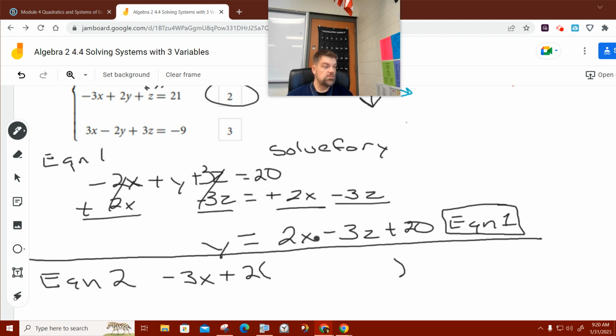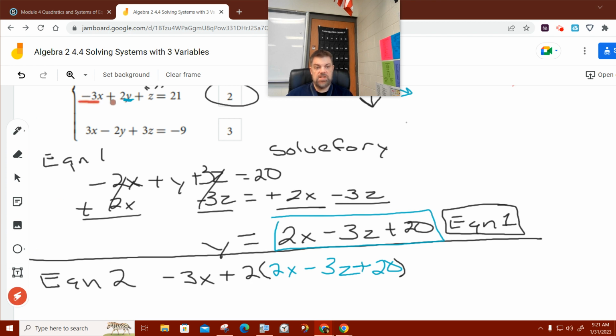Okay? 2 times y. But what I'm going to do is take equation 1, which is set equal to y, and plug that in. In other words, I'm going to plug in 2x minus 3z plus 20. I'm going to pause right there so you can see what I'm doing. This is y. So I'm writing out this equation, but wherever there is a y, I'm plugging in equation 1.